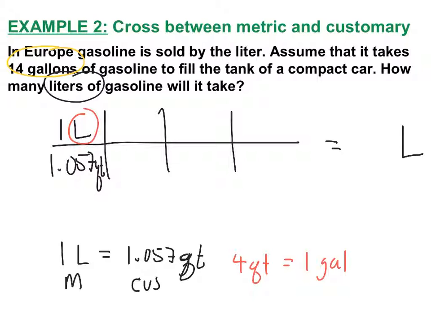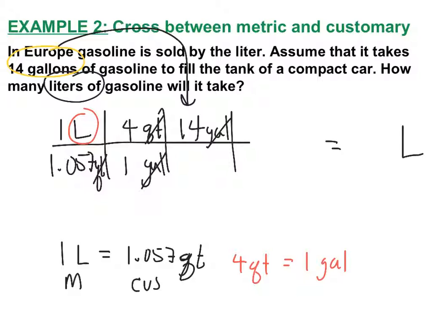I know I want to get rid of quarts, so I'm going to put quarts up top. And I have to go to gallons. So 4 quarts to 1 gallon. My quarts cancel each other out. The numbers do not, just the units. I don't want gallons. I need to get rid of gallons. And in my problem, I actually have the value of 14 gallons. So I'm going to take that 14 gallons and put it right here. And now if I cross those out, because something on top, something on the bottom, I am left with liters.